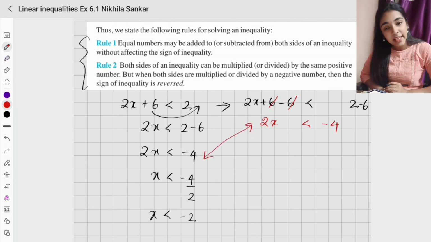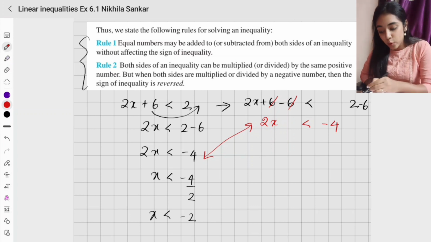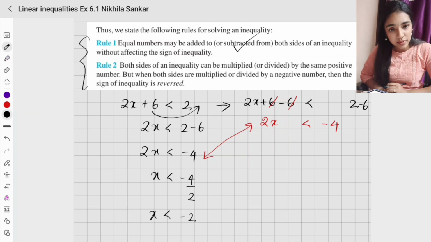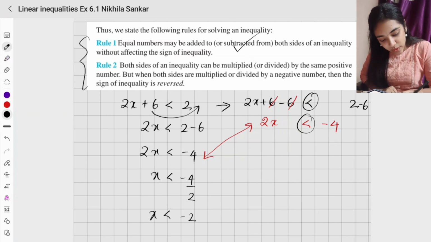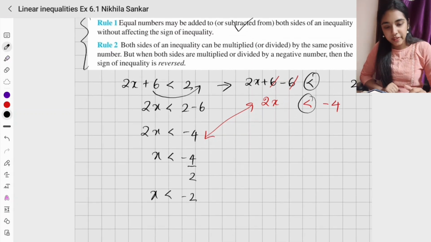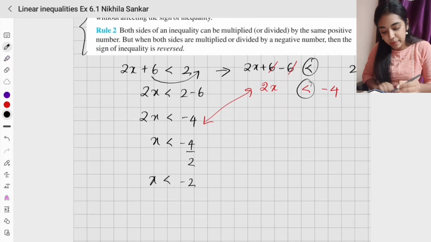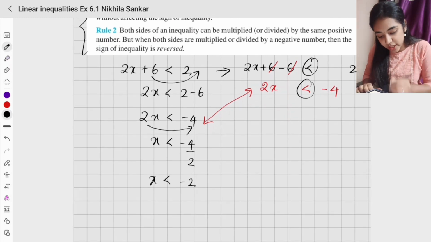I am adding or subtracting equal values on both sides of the inequality. So this is rule number 1, without affecting the sign of the inequality. Now, if there is less than here, what is there here? Less than only. So it did not affect the inequality. Okay, now what did I do in the next step? I brought the 2 to the other side and divided.